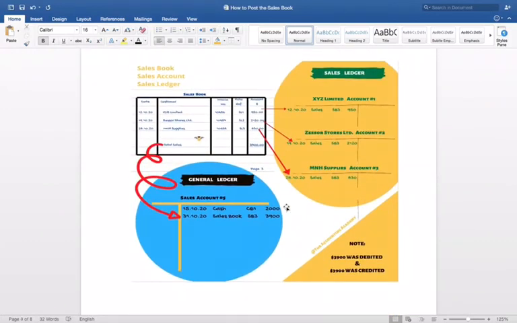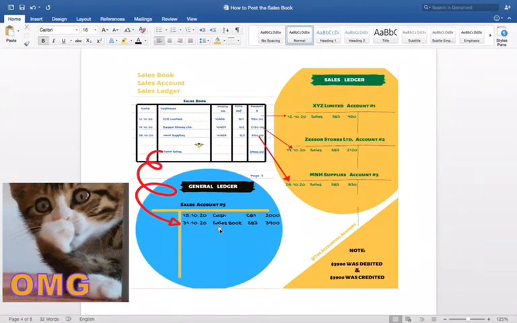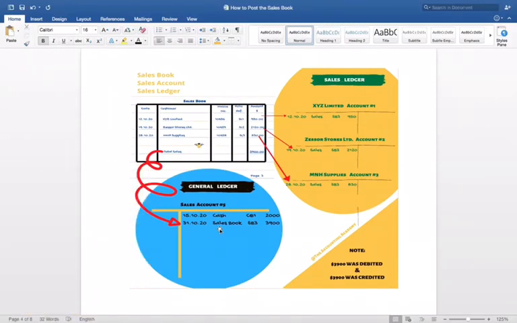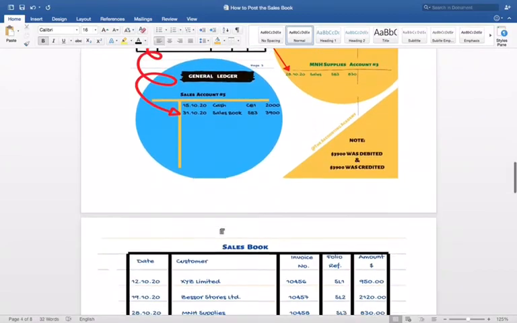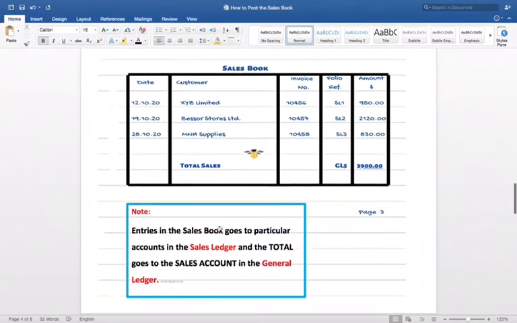Or if you see somebody do something like this, they post these 3 entries from the sales book. So the sales book is on the top left hand. They post these 3 entries to 3 different accounts in the sales ledger, and then they post the total, which is the $3,900, to the general ledger. A lot of students, when they see that, they are like, oh my gosh, I am confused as ever. And I understand why. So I'm going to show you what should be done.